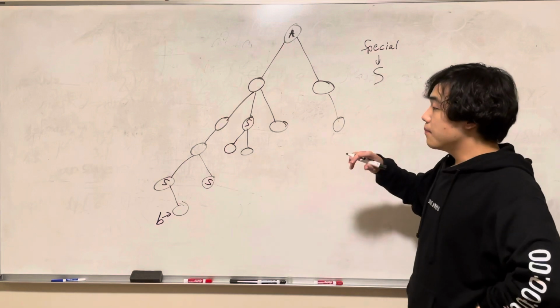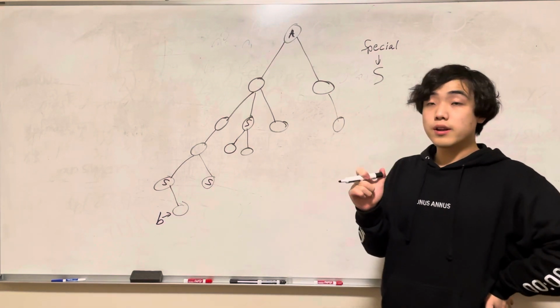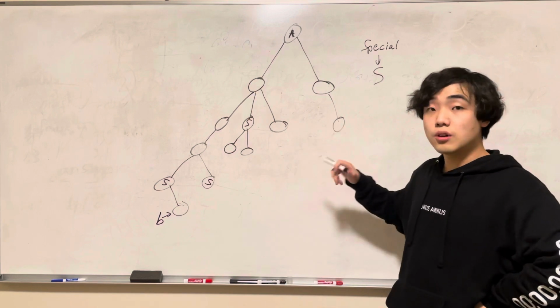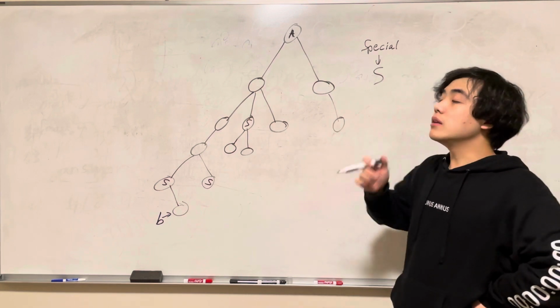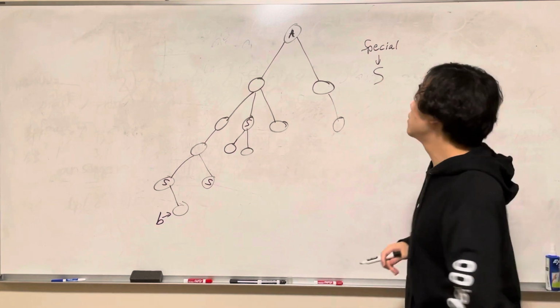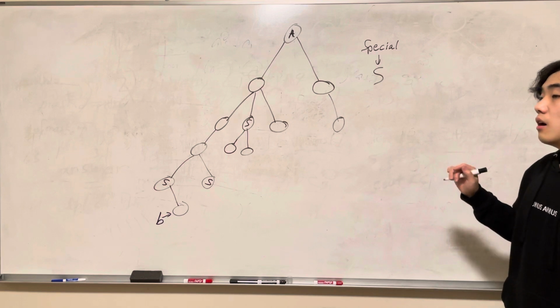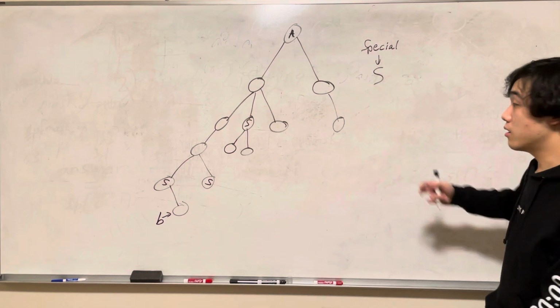In a tree, if B has a special node in its subtree, then that means that our answer is at least going to be the distance from A to B. And the reason why is because of how ancestors work in a tree.